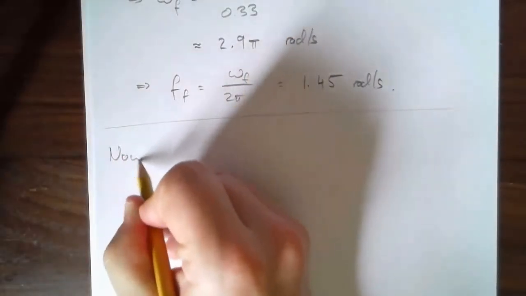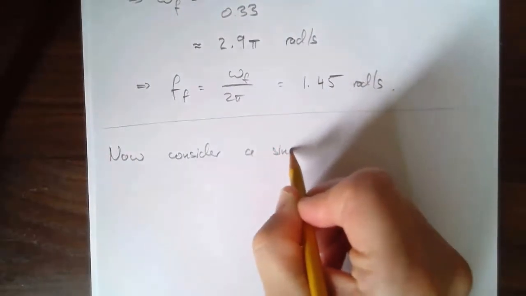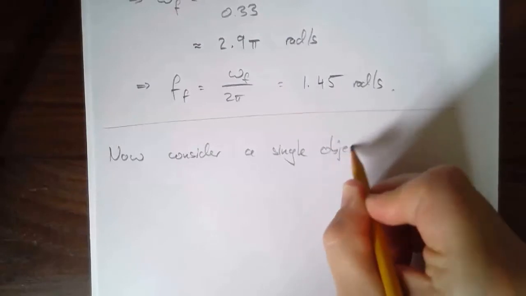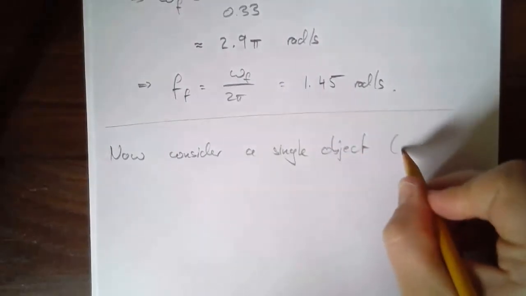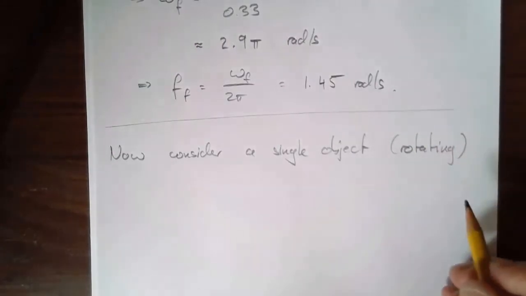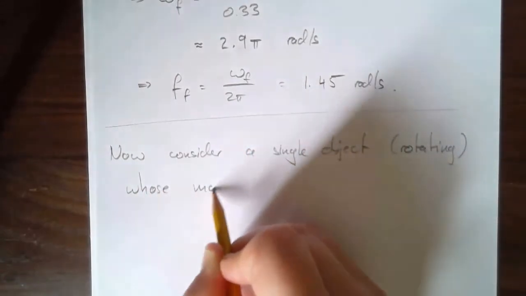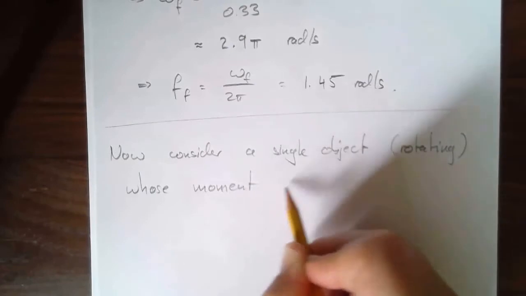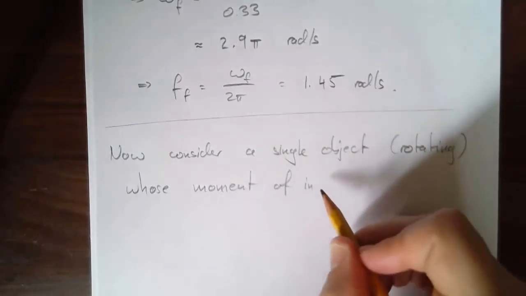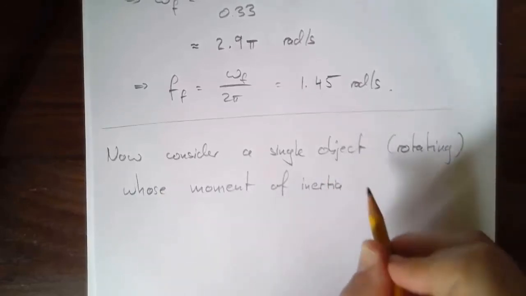So now consider a single object, and I'm going to assume it's rotating. A single object whose moment of inertia is changing. So maybe you can think yourself of an example right now of what type of situation that might come up in.